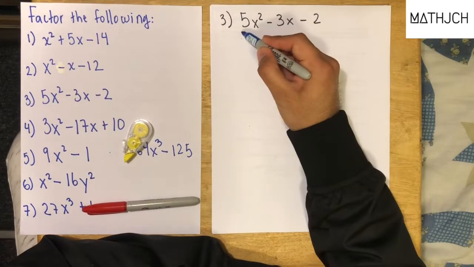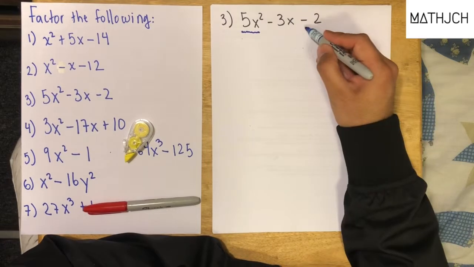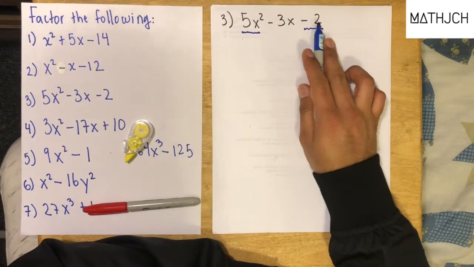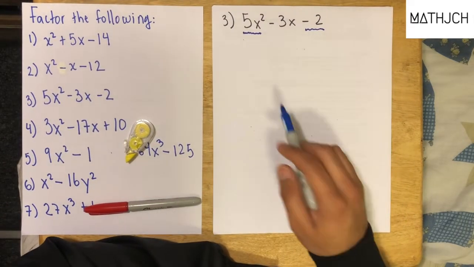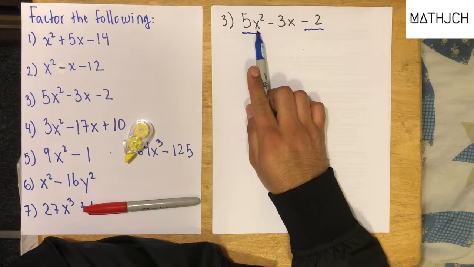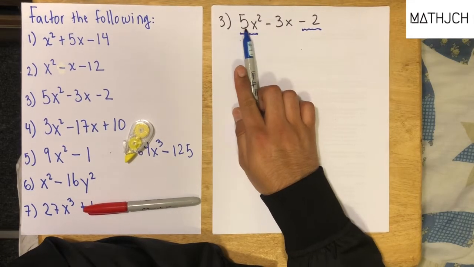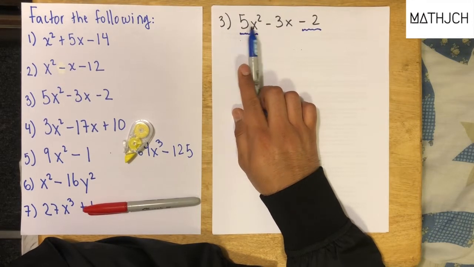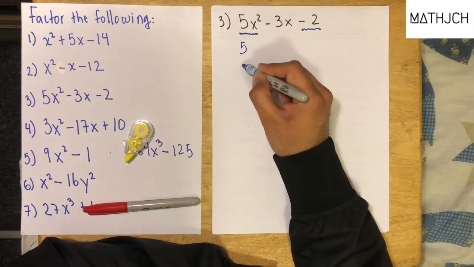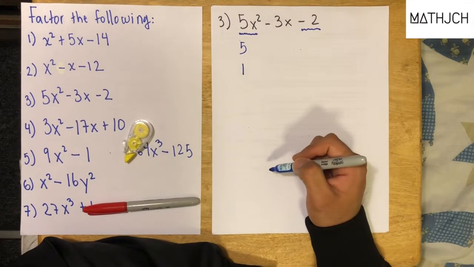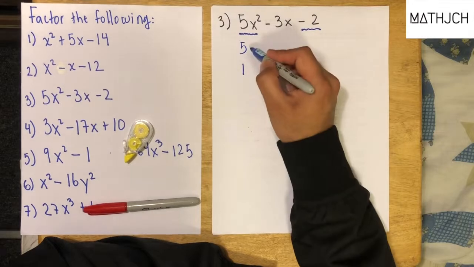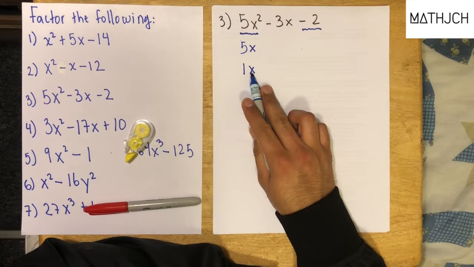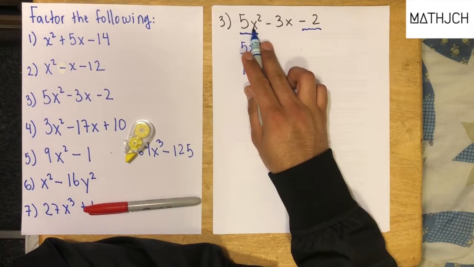The first thing, focus on the first term and the last term. We have 5x squared and negative 2. Okay? Now, let's get the factors that multiply to equal 5x squared. For 5, the only two numbers that multiply to give us 5 are 5 and 1, correct? Yes, good. But I need x, right? Don't forget the x. Because 5x multiplied by 1x gives me 5x squared.